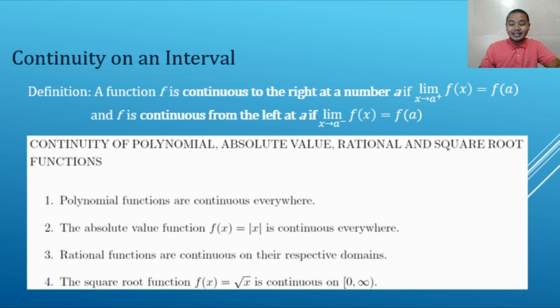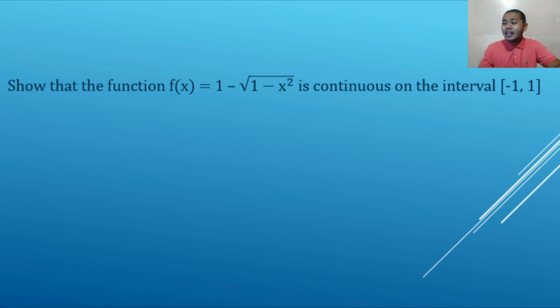Okay? So, let's have some examples. Show that the function f of x is equal to 1 minus the square root of 1 minus x squared is continuous in the interval of -1 and 1. So, paano natin malalaman kung continuous to sa given interval? Ang gagawin natin dito is, kukunin natin yung limit ng mismong function na yan as x approaches to the right of -1 at saka kukunin rin natin yung limit of that function as x approaches to the left of 1. Kumbaga, nandito yung -1, nandito yung 1. So, kukunin natin yung sa gitna nila.